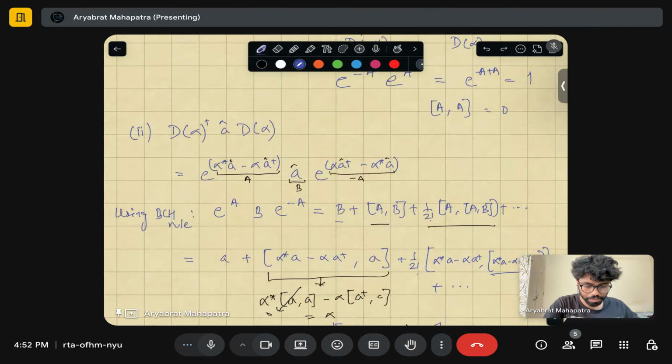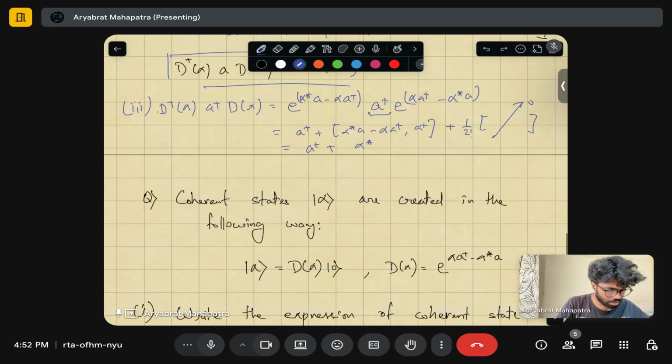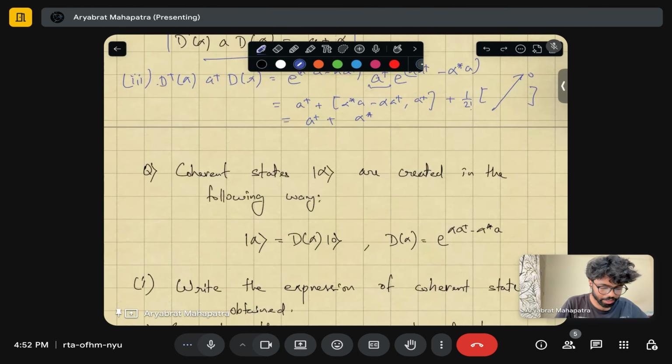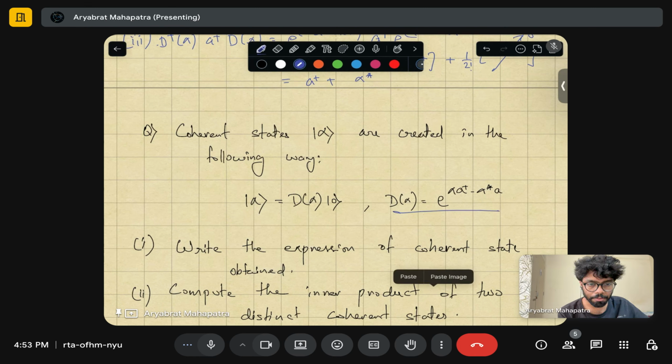So then next, we can discuss this problem right here. So yeah, as I said before at the beginning, the displacement operators that we discussed some of its properties, right? Just now in the first question.